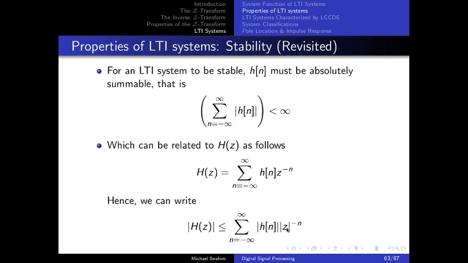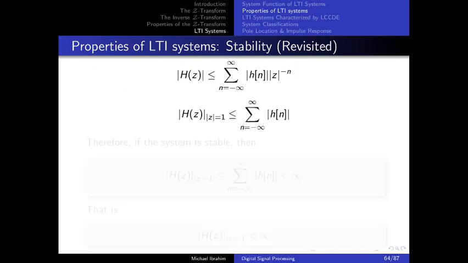Now, what would happen if we set modulus z to be equal to 1? In this case, if modulus z is equal to 1, as if we are calculating the values on the unit circle, modulus z equals 1 is the unit circle. Putting modulus z equal to 1, we'll have 1 to the power minus n, which is always equal to 1. And now H of z evaluated at the unit circle will be this summation, which is a summation of stability.